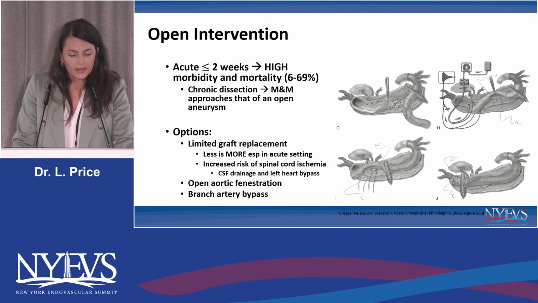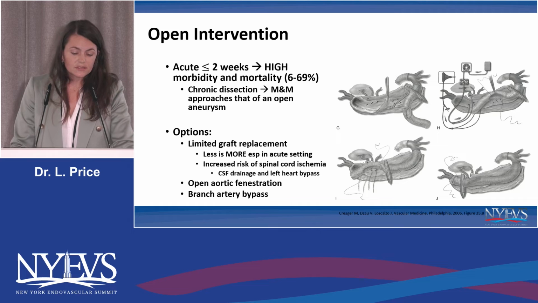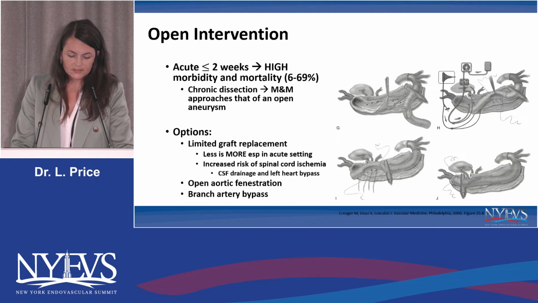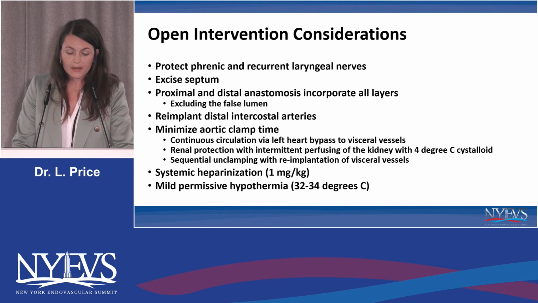Things that we want to think about, particularly if you're forced to do an open intervention in the acute setting, is to limit the amount of intervention you're doing. The risk of these patients having spinal cord ischemia is quite high, and as a result, you want to think about CSF drainage and left heart bypass. Other open options are open aortic fenestration and branch artery bypass.